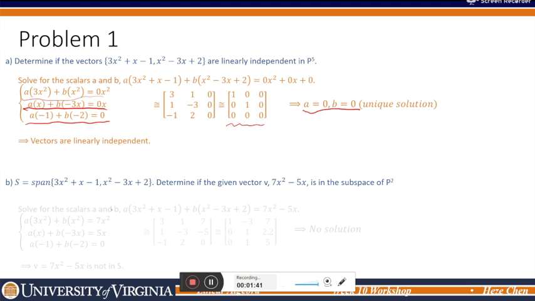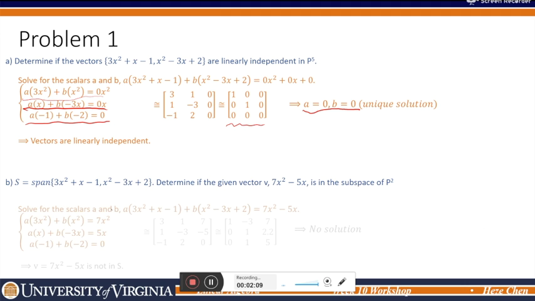B. S is the span of these two vectors. Determine if the given vector v, 7x squared minus 5x, is in the subspace of P2. If the given vector is in the subspace spanned by the two vectors, then this vector can be expressed as at least one linear combination of these two vectors.